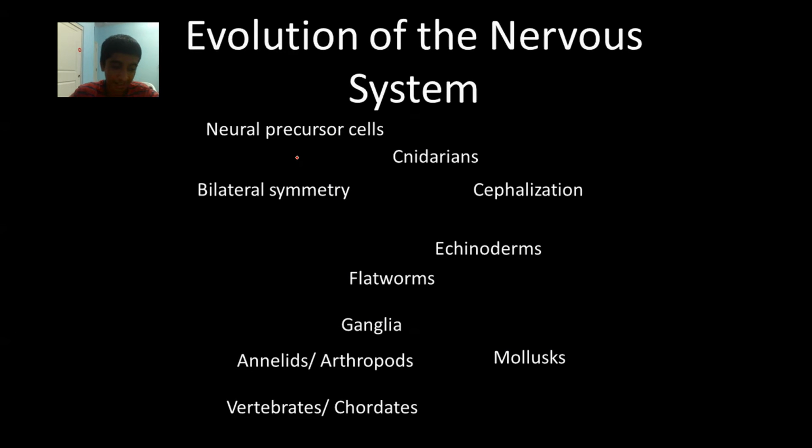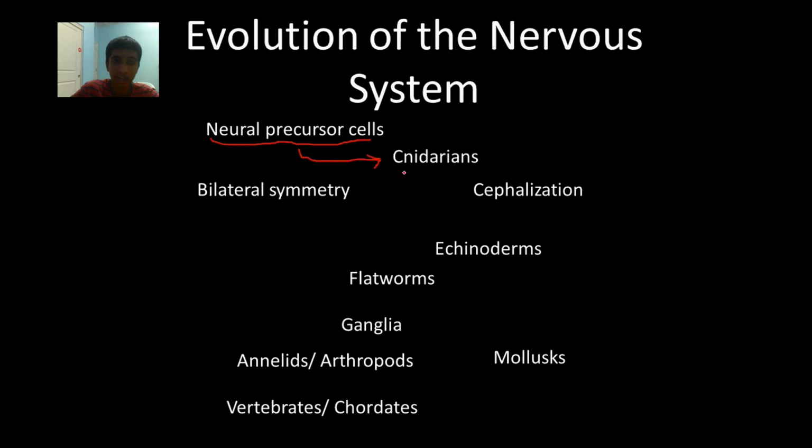Hello. Today we will be discussing the animal nervous system. First, we'll be talking about the most basic level of nerves, the neural precursor cells. Neural precursor cells are single-celled eukaryotes that serve as the origins of nerve cells. Then we'll be talking about cnidarians, which serve as the origin of nervous systems. They possess nerve nets, which are more rudimentary forms of the nervous system humans and current organisms possess.